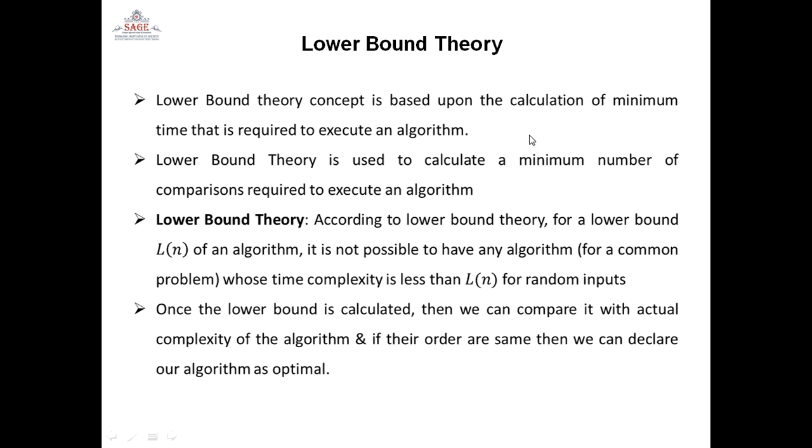In asymptotic notations we have seen how we bound an algorithm by giving its upper bound and lower bound. The upper bound is given by big O notation and the lower bound is given by big omega notation. Now, according to lower bound theory, for a lower bound Ln of an algorithm, it is not possible to have any algorithm whose time complexity is less than Ln for a random input.